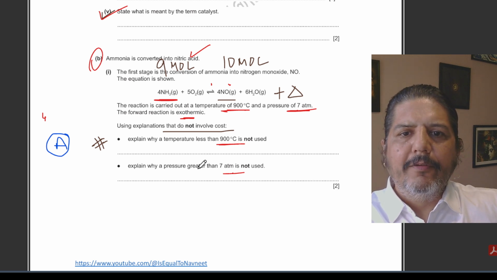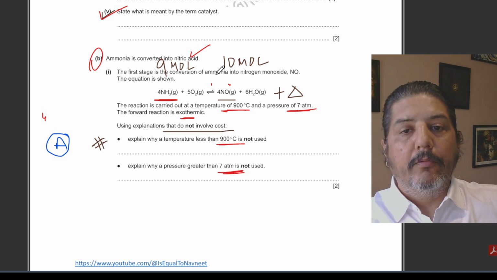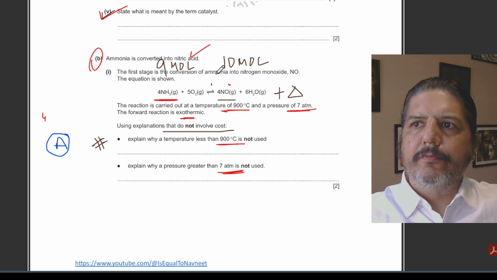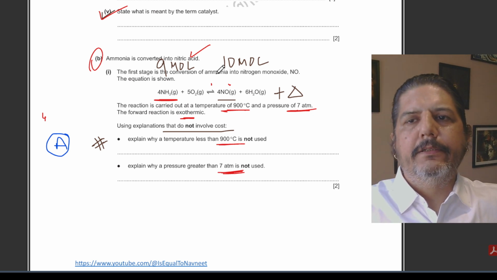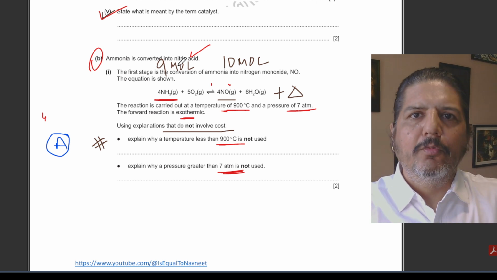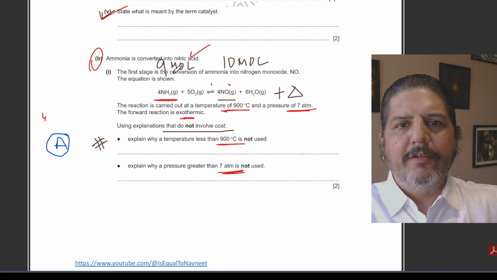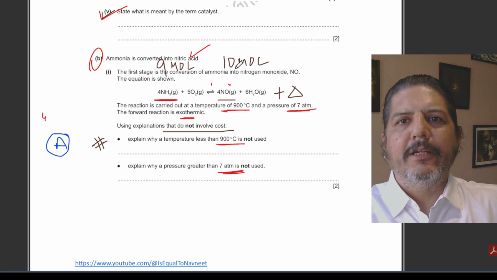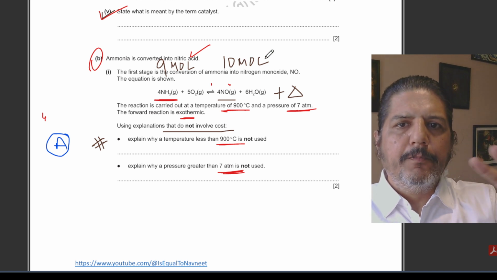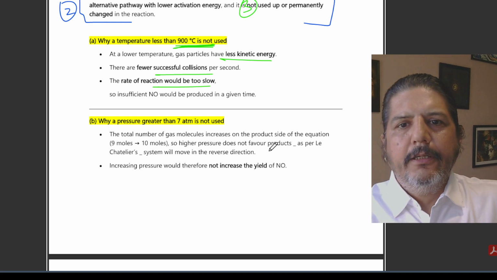The second part is explain why a pressure greater than 7 atmosphere is not used. So whenever they talk about pressure, we have discussed at least 10 to 15 times before. Whenever they talk about pressure, please have a look at the number of moles on the left hand side and right hand side of the equation. So here we have 4 plus 5, 9 moles. Here we have 6 plus 4, 10 moles. Please have a look at the number of moles because that will give you an idea.